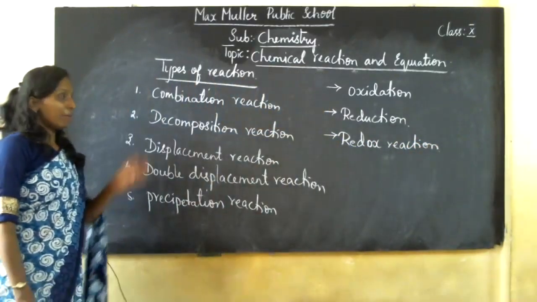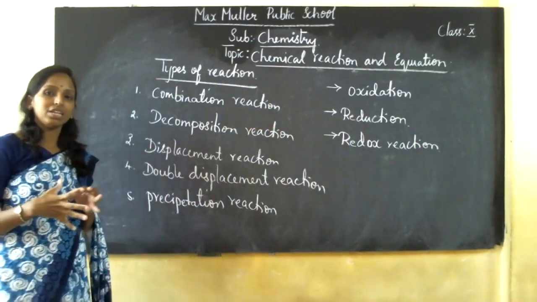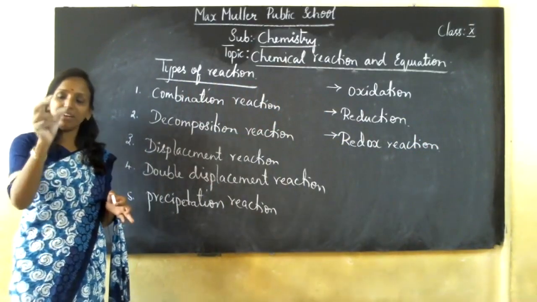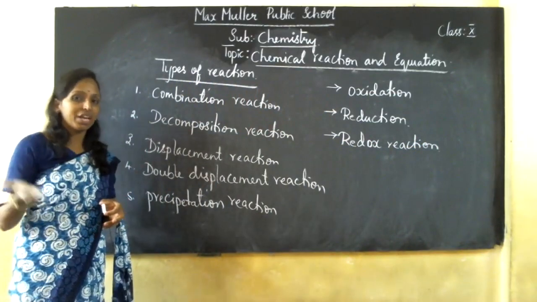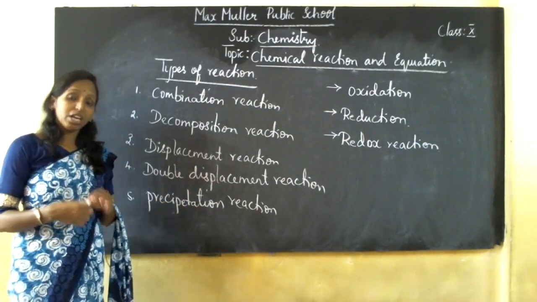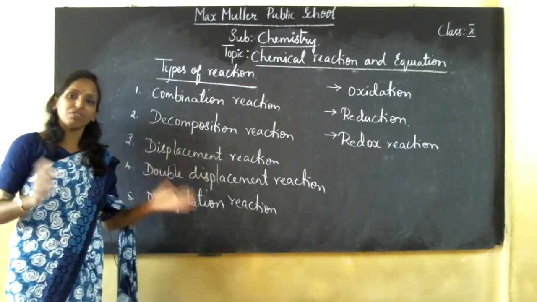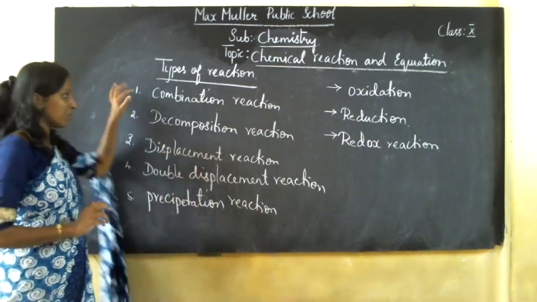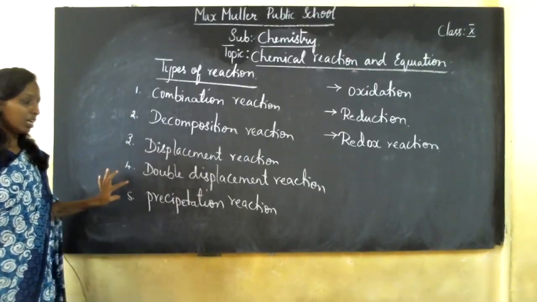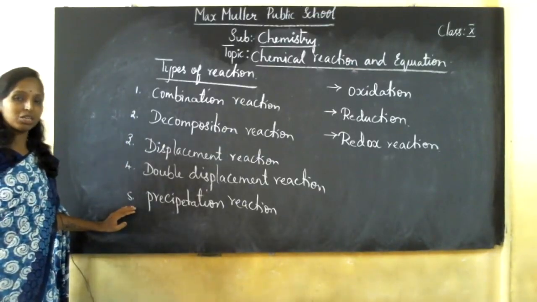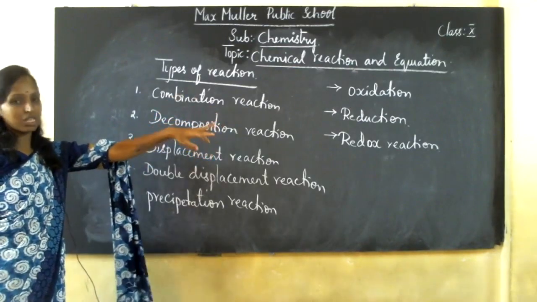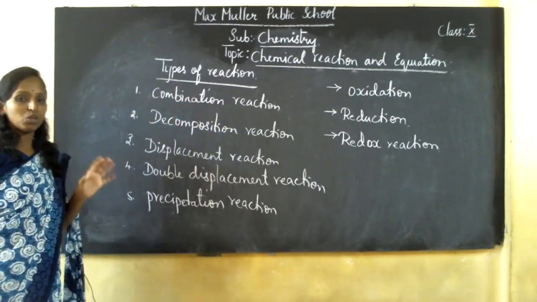As I told you, chemical reactions are when two or more reactants react together to give a product. We don't know how the reaction takes place, whether by one reactant or by more, but the product obtained is a chemical reaction. Now, there are different types of chemical reaction: combination reaction, decomposition, displacement, double displacement, precipitation reaction, called PPT, then oxidation, reduction, then redox reaction. These are the different types of chemical reaction.